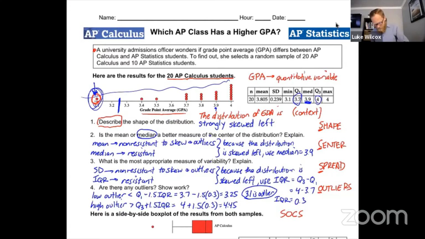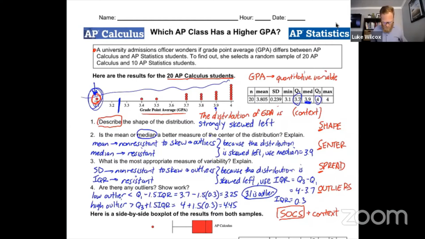And then I also like to add on the fact that you better include context, because that's very likely going to be part of the rubric on the AP exam. So SOCS plus context is the acronym that we use to remember what features we have to describe for a distribution of quantitative data.